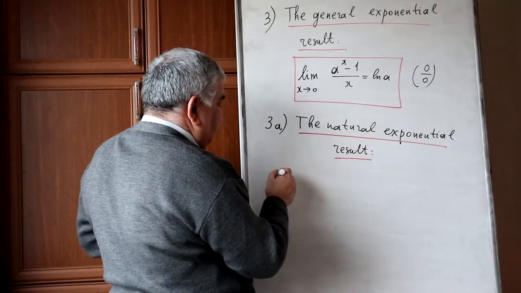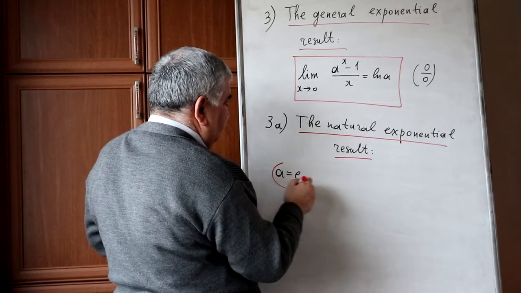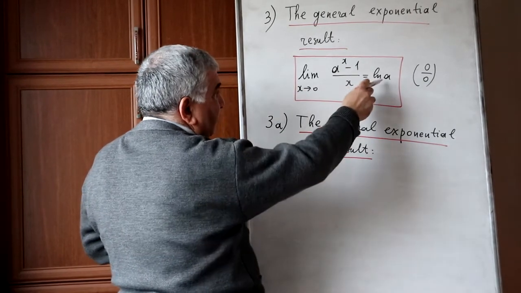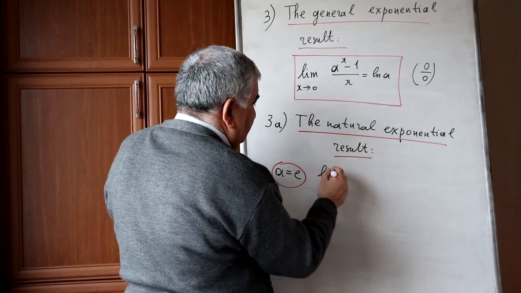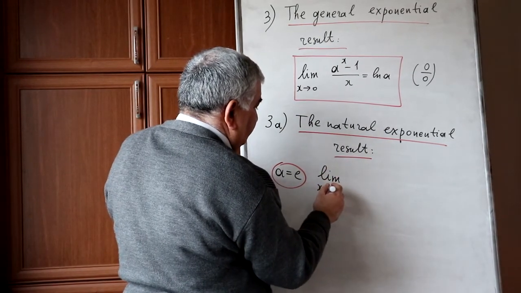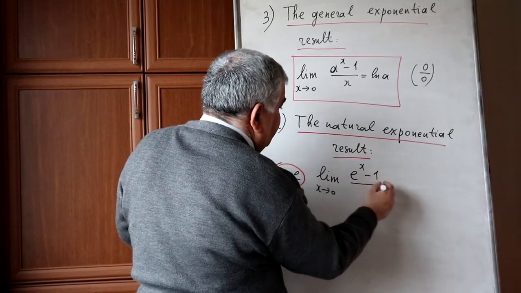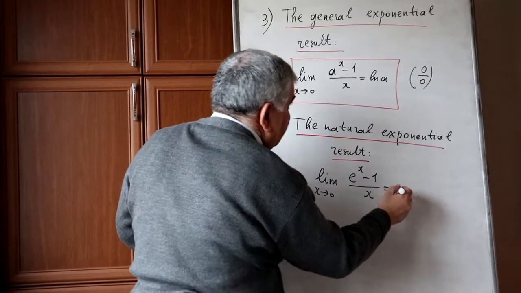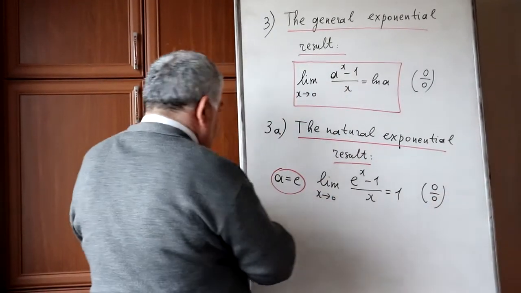Here substitute e instead of a. And you know that natural logarithm of e is unit. Limit when x tends to 0 of e to x minus 1 over x is unit. Indeterminate form of 0 over 0.